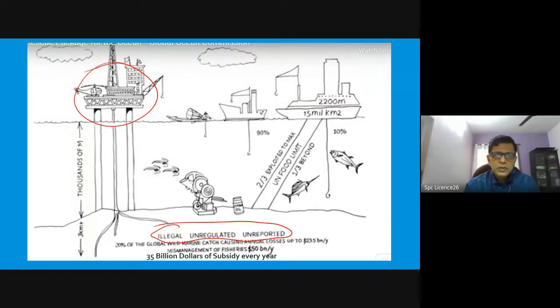Having done this, you'll see that poor countries, including India, extend a lot of subsidy to their own fishermen. So nearly $35 billion of subsidy every year is extended worldwide to fishermen around the globe. As we said, illegal, unregulated, and unreported fishing costs around $235 billion a year, and mismanagement of fisheries causes a loss of $50 billion a year. This is one aspect to it.